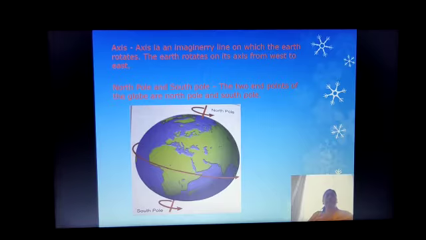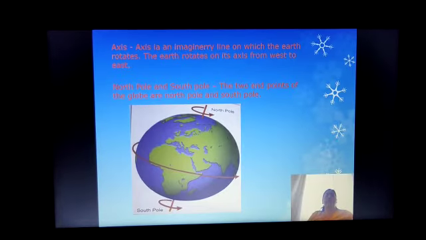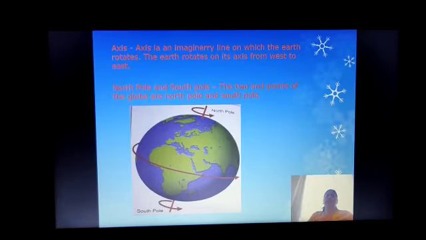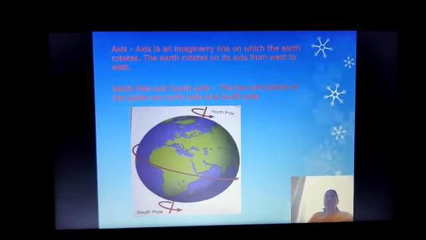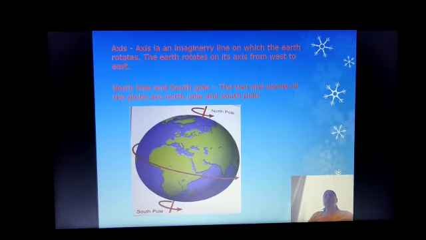Now our next point is axis. What is axis? Axis is an imaginary line on which the earth rotates. The earth rotates on its axis from west to east. But on the globe, the axis is not an imaginary line. We will notice that one needle is fixed through the globe in a tilted manner, which is called axis. North Pole and South Pole. The two end points of the globe are the North Pole and South Pole.